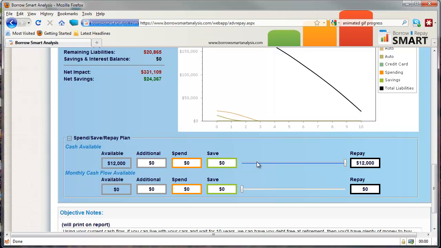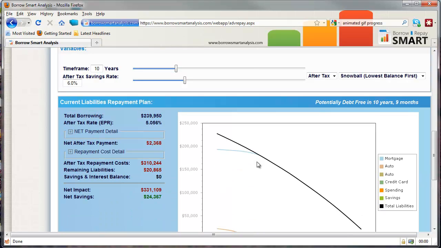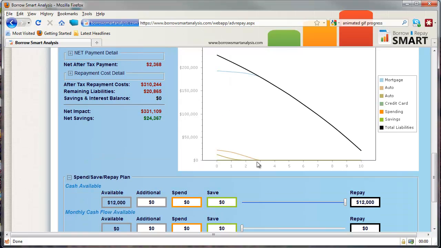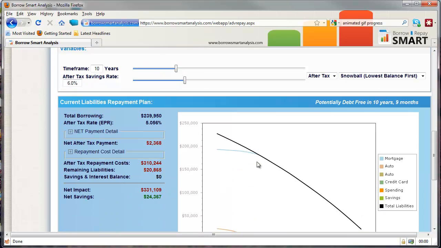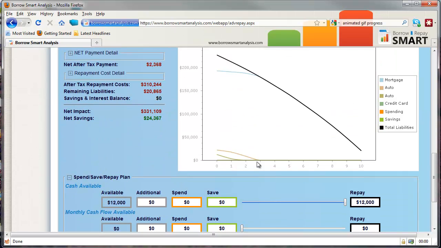Then the rest of that money would be applied towards the next lowest balance, which is that auto. And you'll notice all the debts now are paid off in 3 years, and the rest of that money can be applied towards the mortgage debt. And I can see 10 years, 9 months, it's almost exactly the same. So whether that money goes in a savings account because they need some liquidity or goes towards repaying, you can just slide it over and see the financial impact and all of the liabilities and their schedules.